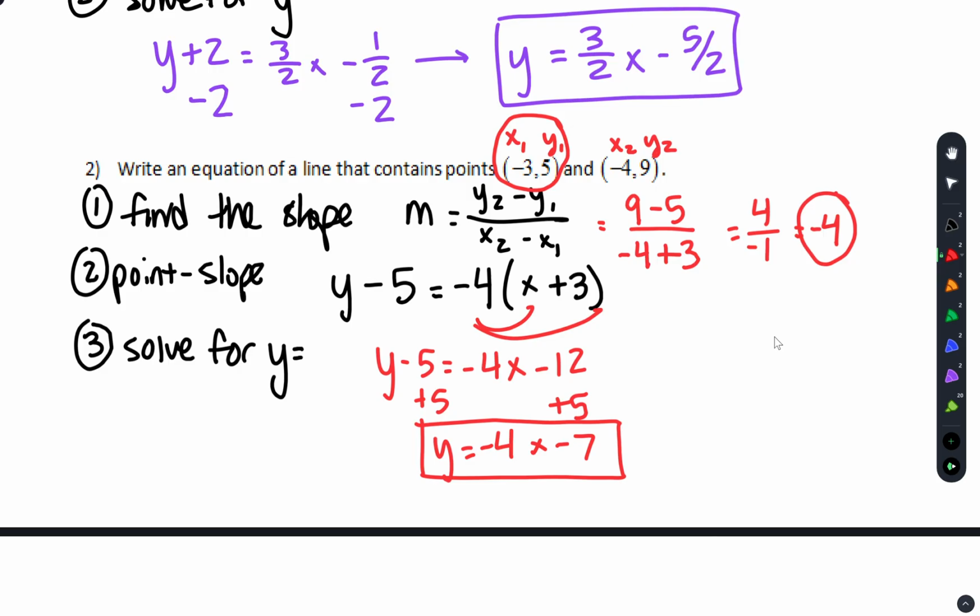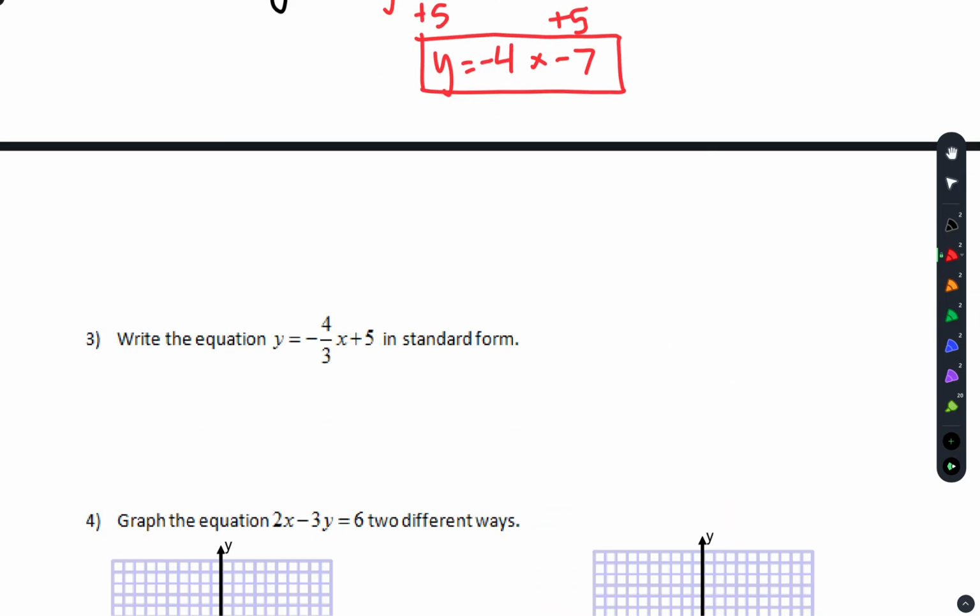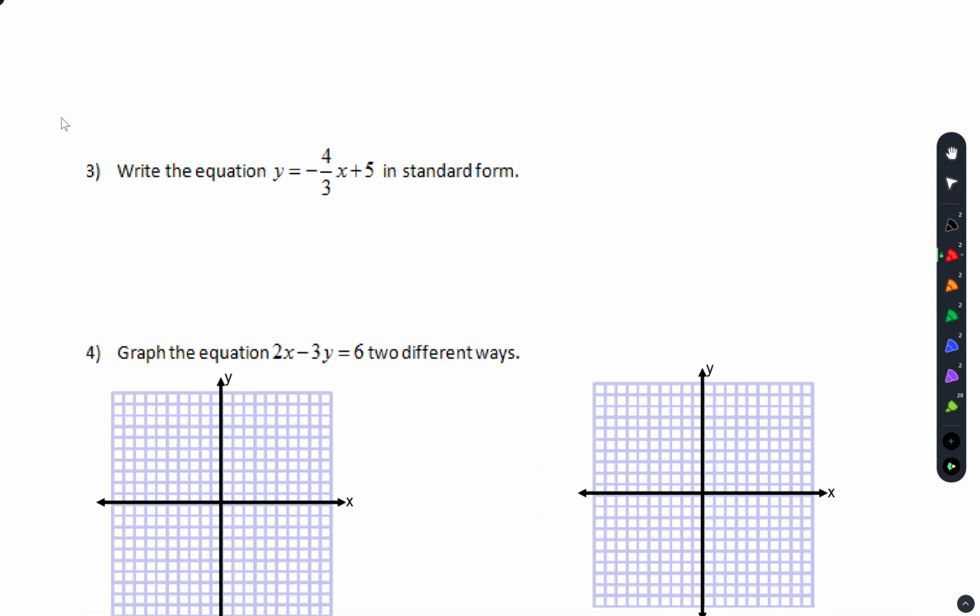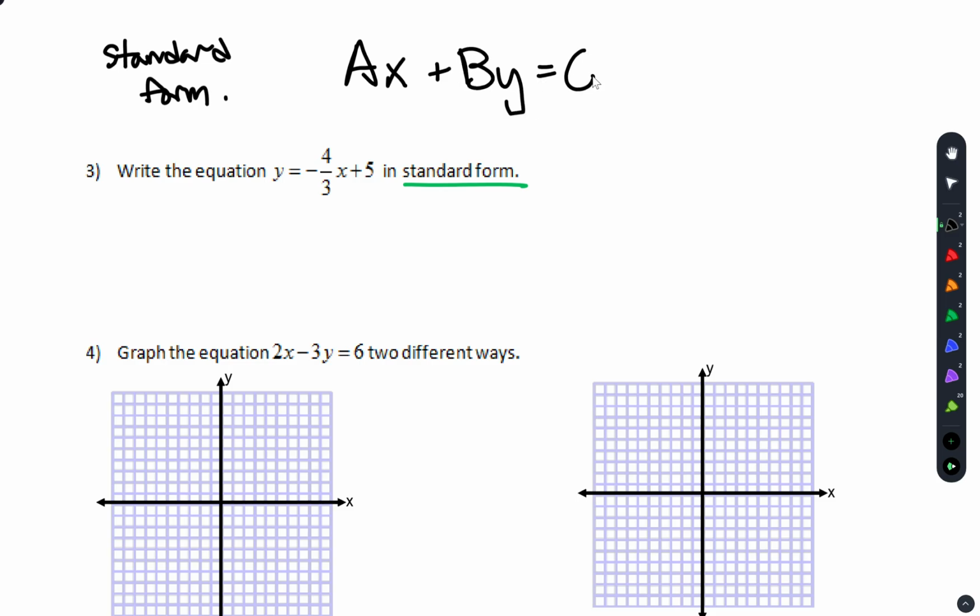Any questions? Okay, I'm going to do something different now. Go ahead and flip it over. Number 3 says, write this equation in standard form. Standard form, not one of my favorites, but we still have to know how to do it. I'm going to write it at the top of our page just so we have a little refresher. Standard form takes the form ax plus by equals c.